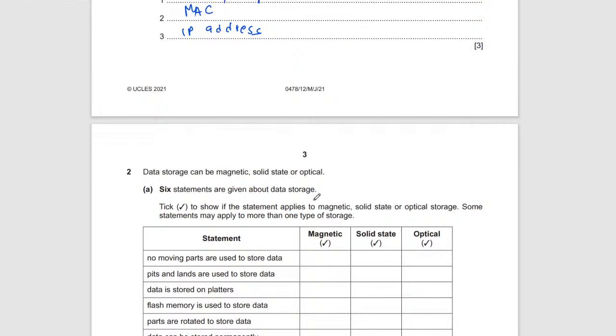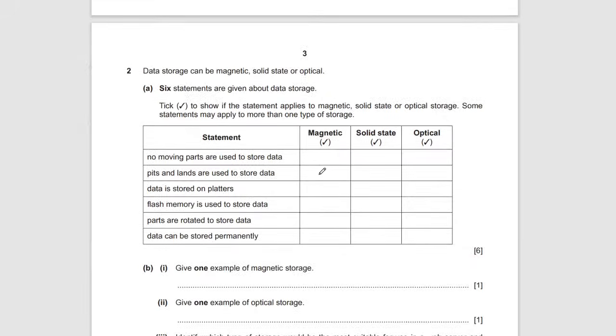So yeah. Number 2, it says data storage can be magnetic, solid state, or optical. 6 statements are given about data storage, and you're supposed to tick to show if the statement applies to magnetic, solid state, or optical storage. So in this, the main objective is basically to read about each of the following, and you just need to know the properties of magnetic, solid state, and optical. Okay, that one, there's no shortcut out of it. You need to know what a magnetic is, how it runs, if it has moving parts, how it stores data, the capacity, does it consume power. You need to understand about magnetic.